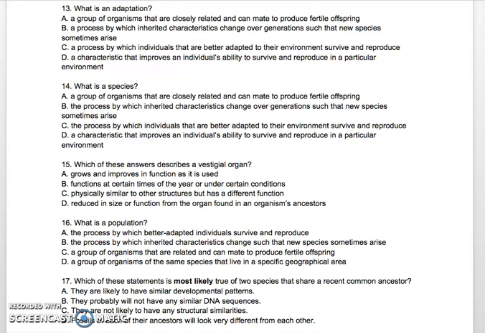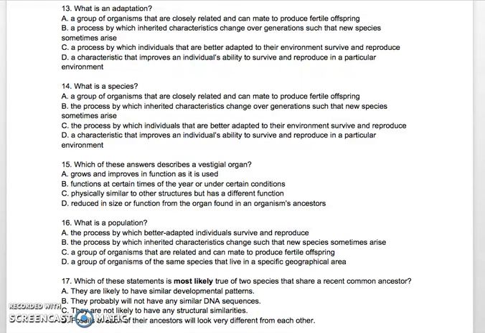Number 13. What is an adaptation? A. A group of organisms that are closely related and can mate to produce fertile offspring. B. A process by which inherited characteristics change over generations, such that new species sometimes arise. C. A process by which individuals that are better adapted to their environment survive and reproduce. D. A characteristic that improves an individual's ability to survive and reproduce in a particular environment.